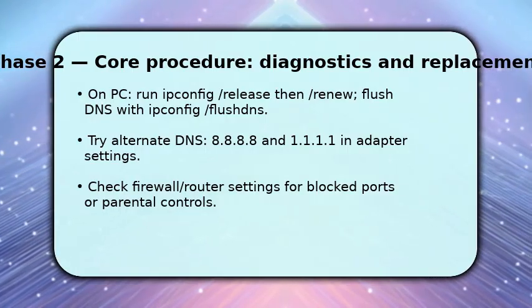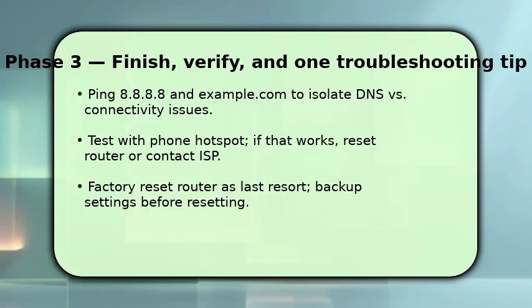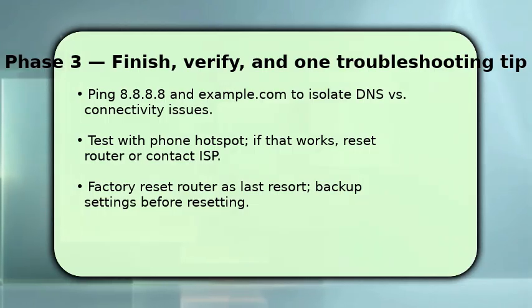Ping 8.8.8.8 to check raw connectivity, then ping example.com to confirm DNS. If ping to IP works but domain fails, DNS is the problem. If both fail, try a phone hotspot. If that connects, the router or ISP is at fault.